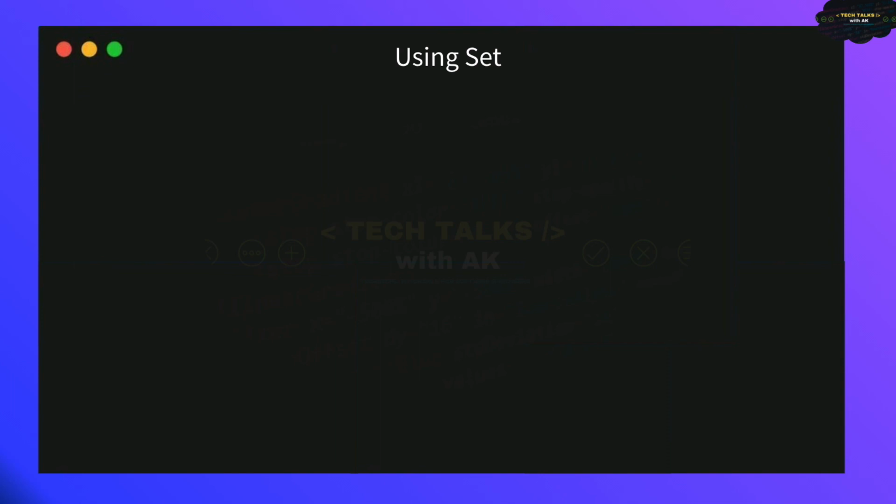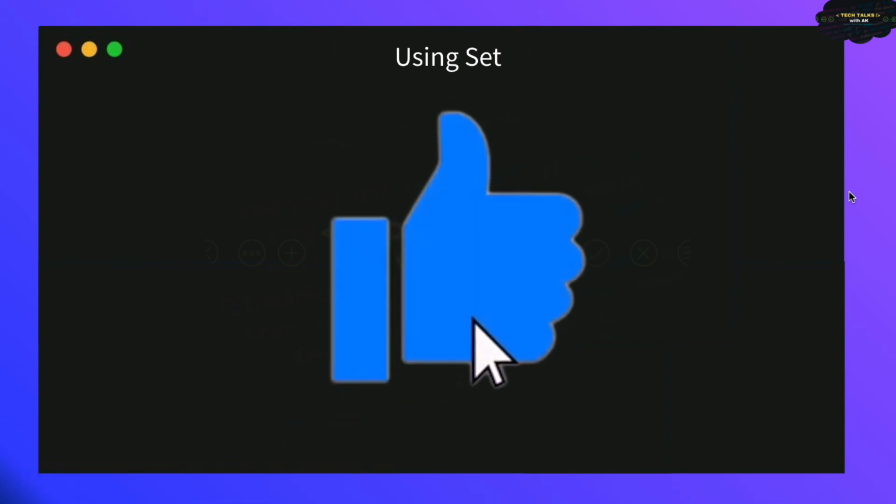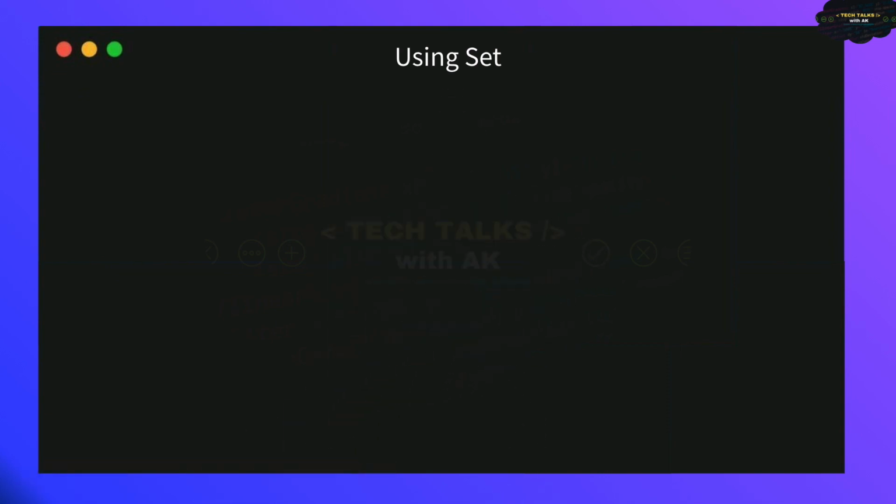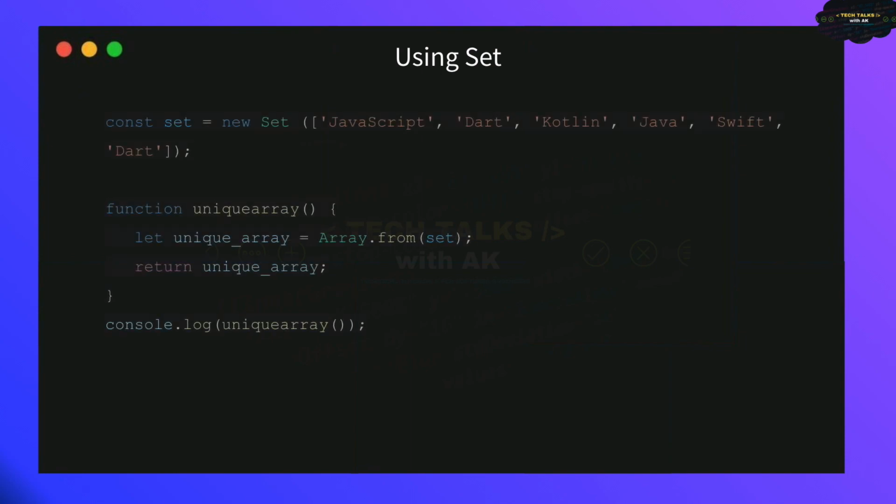The third way of removing duplicates from an array is using Set. This is my favorite and the simplest approach of removing duplicate elements from an array. A Set is an inbuilt object for storing unique values. Let's see by example how it removes.